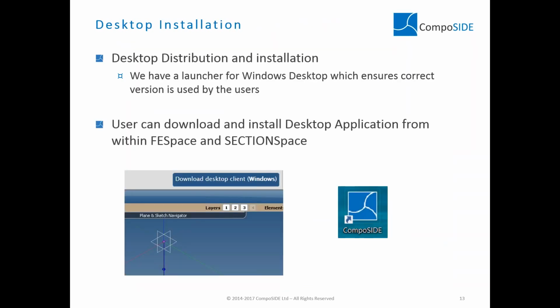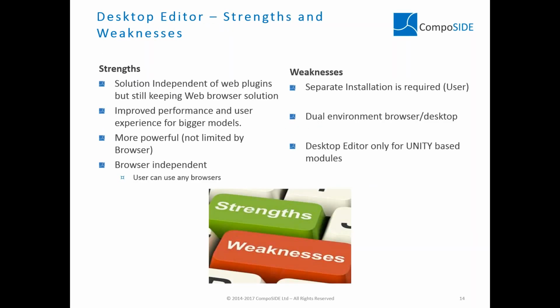When it comes to the desktop distribution and installation, there is a launcher for the Windows desktop, which ensures you use the correct version according to your operating system. There's a screenshot here on the bottom left of your screen where you download the desktop client. Then it will simply create an icon on your desktop, as you can see on the bottom right. Just a quick overview before Sam gets into a bit of a demonstration.